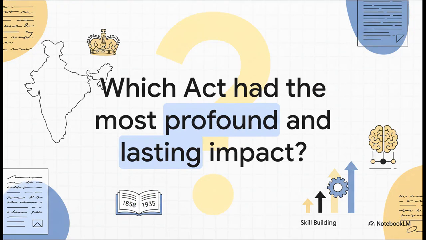And just like that, our rapid revision is complete. I'm going to leave you with one final thought to chew on. Out of all these acts, which one do you think truly had the most lasting impact on modern India? Was it the 1858 Act that kicked off the Raj? Or maybe the 1935 Act that became the blueprint for our Constitution? Developing your own analysis on questions like this is what will set you apart in the main exams.